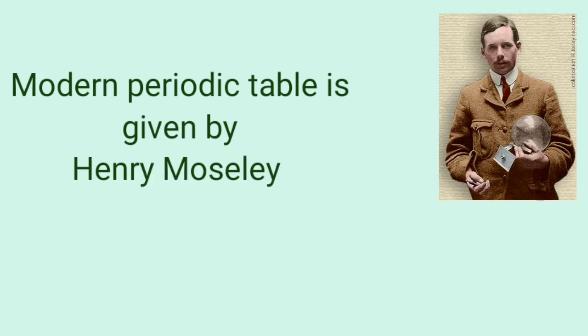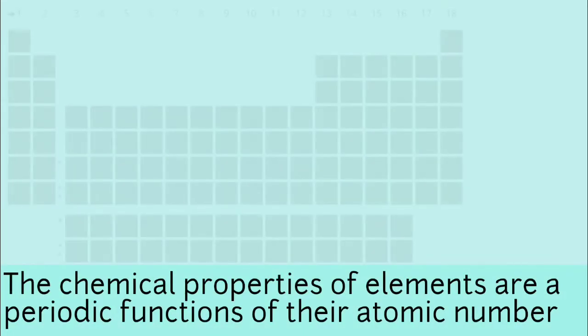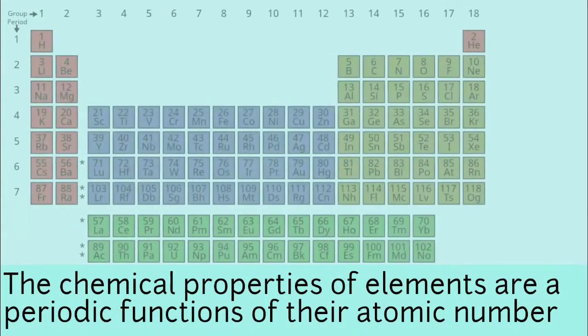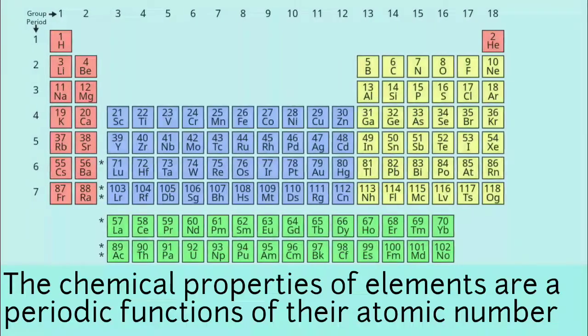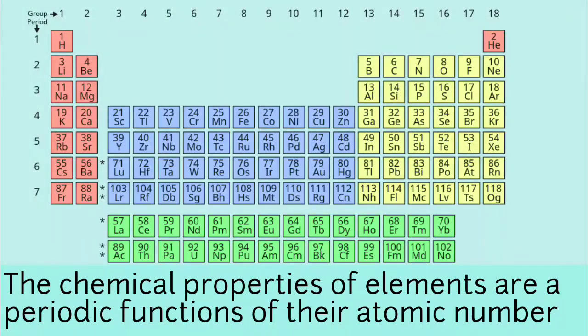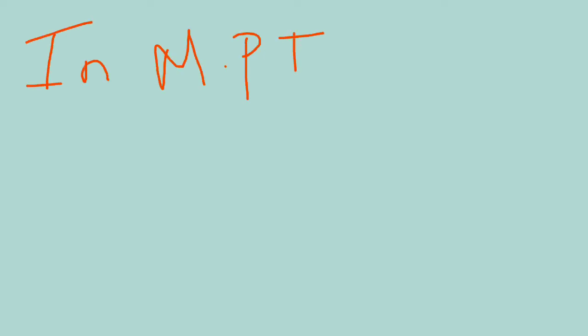Henry Moseley in 1913 gave this modern periodic table. Before this, many other scientists have given classifications of elements in their own way, but this modern periodic table is the widely accepted one. So, how are elements arranged in the modern periodic table?